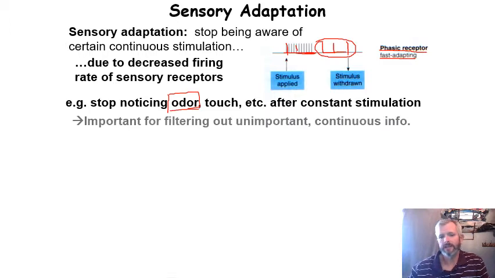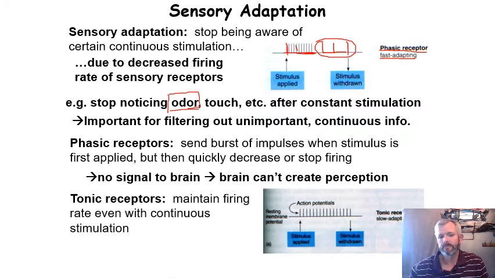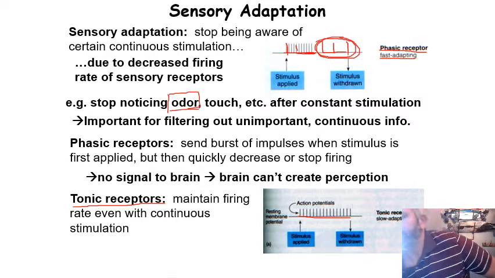There are receptors that are called tonic receptors. They maintain their firing. They don't do this adaptation, or if they do, it is very slow. It is not very fast adapting. And you see when the stimulus is applied, boom, boom, boom, boom, boom, it's still there. We still have a higher frequency. And where might this be important? What kind of signal would we want a tonic signal for?